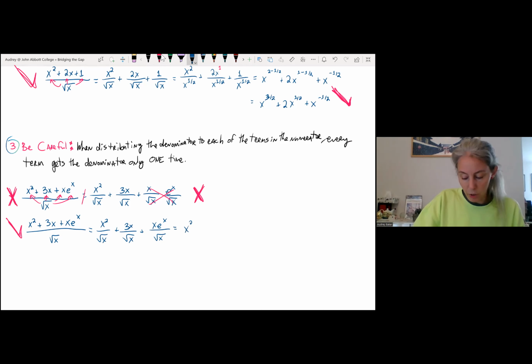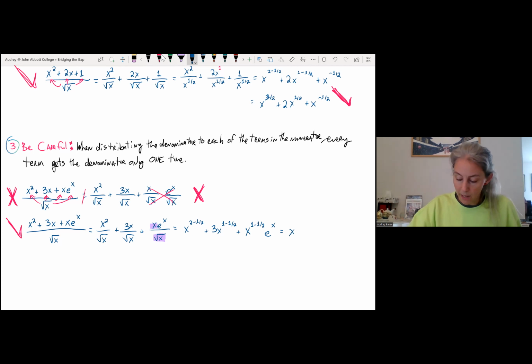So this is x to the 2 minus 1/2 plus 3x to the 1 minus 1/2. And then here, that e to the x has a different base. It's not my x. So my exponent rule is only applying to the x part. So it's x to the 1 minus 1/2 all times e to the x. The e to the x just stays up there and there's nothing left in my denominator.